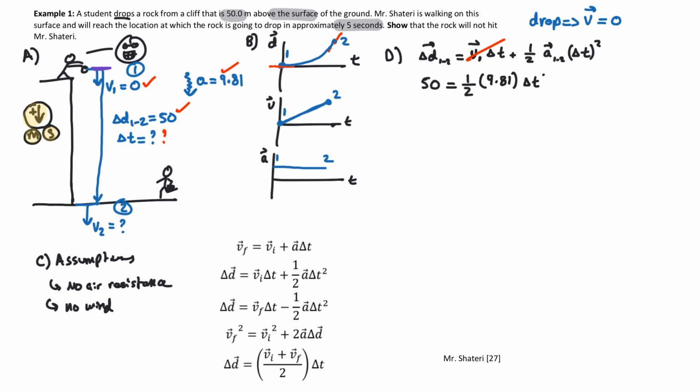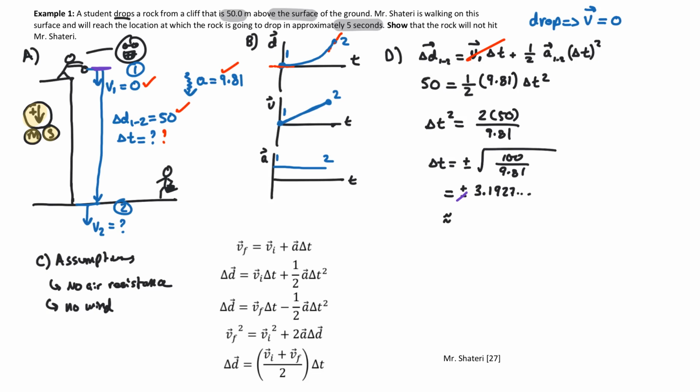So that's time squared. Okay, I am going to rearrange, and time squared is equal to 2 times 50 over 9.81, and delta t is going to equal plus or minus the square root of 100 divided by 9.81, and this would mean that I will get plus or minus 3.1927, and the change in time cannot be negative, so I'm going to remove that right away.